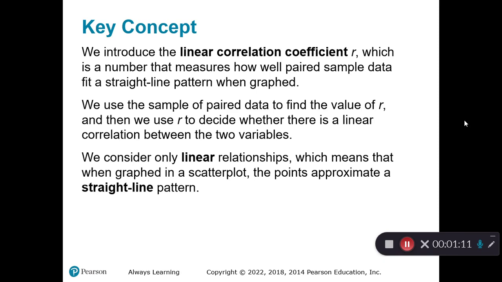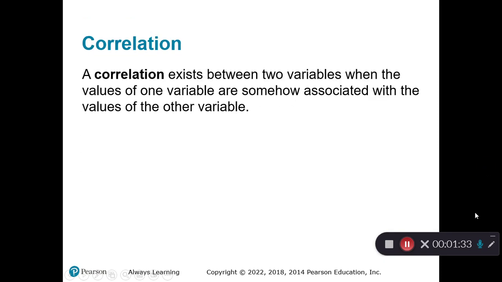In this course, we consider only linear relationships, although there are many other interesting relationships that are possible: quadratic relationships, cubic, other nonlinear patterns. But for the purposes of this elementary statistics class, our focus will be on linear relationships between x and y. In general, we say that a correlation exists between two variables when the values of one variable are somehow associated with the values of the other. And so correlation is synonymous with relationship. If there's a relationship between x and y, we say that there is a correlation.